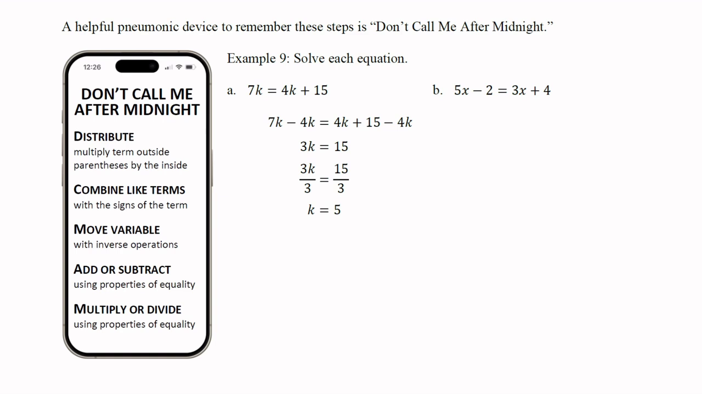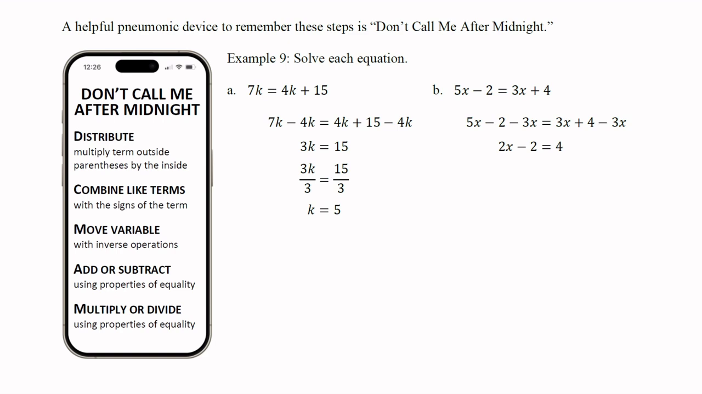For B, first we are going to move the variable because there's nothing to distribute and there's no like terms to combine on either side. So we're going to move the variable by subtracting 3x from each side. 5x minus 3x gives us 2x on the left. Of course, we still have the minus 2, and we're left with the 4 on the right.